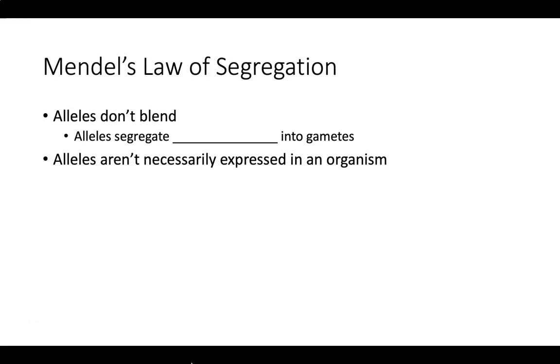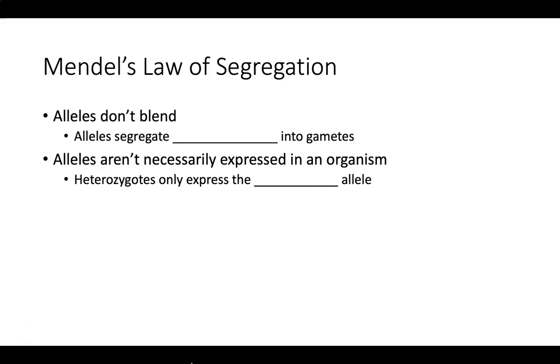So we're picking up with the last part of Mendel's laws of segregation. We were talking on Wednesday that alleles don't blend, and so they're segregated during meiosis into the gametes in the parents. And then when they undergo fertilization, the new organism, the offspring, those alleles aren't necessarily going to be expressed in that organism.